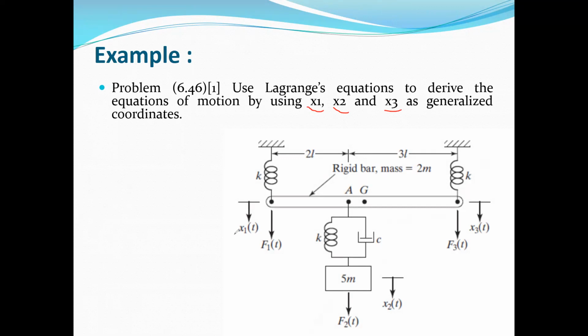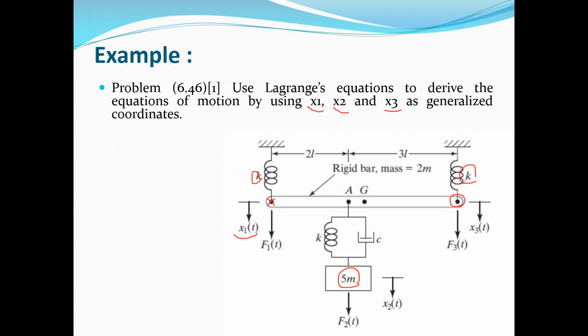coordinates. As you can see, x1 is the deflection of this point, the end point of this spring with stiffness K. x2 is the displacement of this mass 5m, and x3 is the deflection of this point, which is the end point of this spring K, or the right end of the rod. So here we can write the kinetic energy and potential energy for this system.